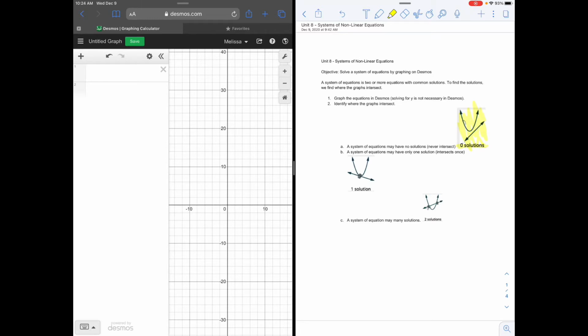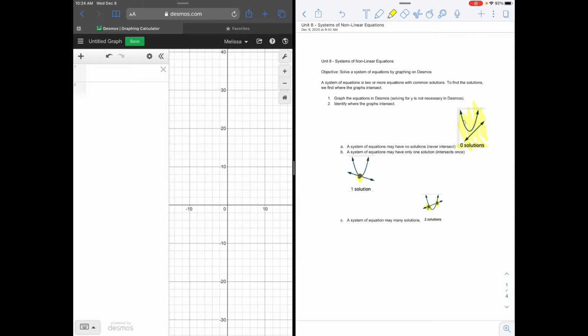Notice in the second case, we have a parabola and a linear function, and it intersects in one place. So this has one solution. Sometimes the system can have several solutions. We're going to look at systems that have as many as 4 solutions. But in this example, we have a parabola and a linear function. We see that it intersects twice, so we would say this has 2 solutions.